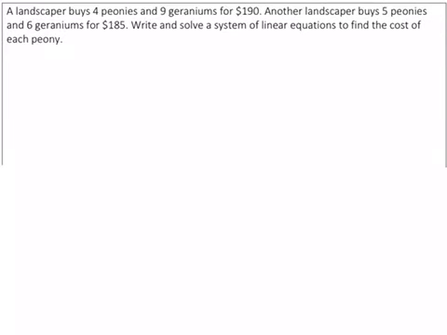We are going to use what we know about solving systems with elimination to answer some word problems and connect systems of linear equations to real-world problems. So a landscaper buys 4 peonies and 9 geraniums for $190. Another landscaper buys 5 peonies and 6 geraniums for $185. Write and solve a system of linear equations to find the cost of each peony.